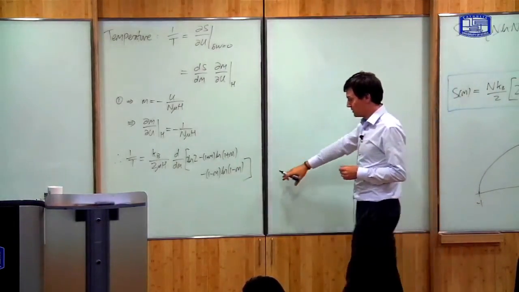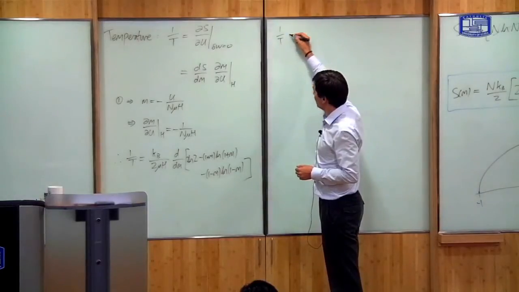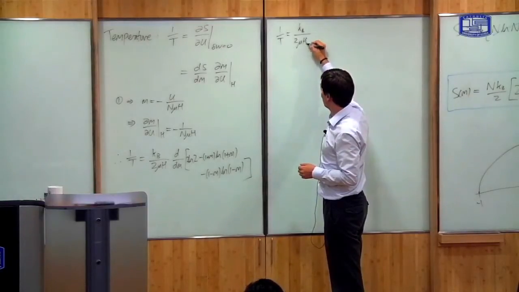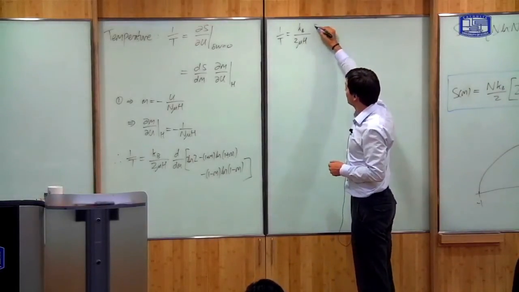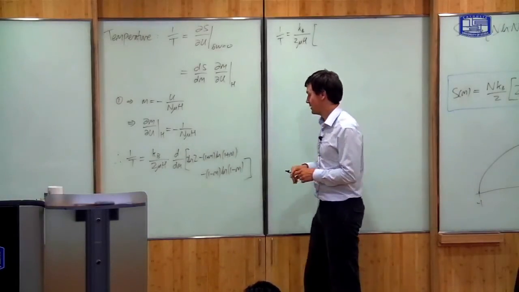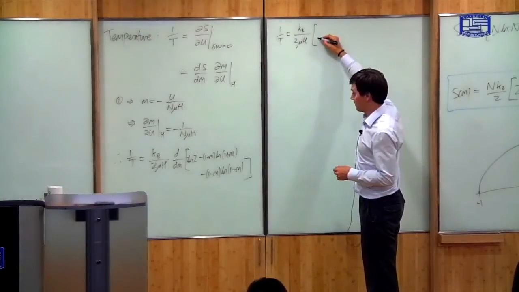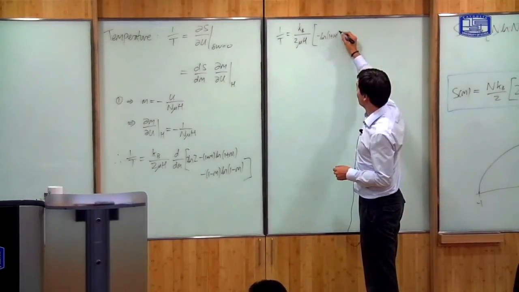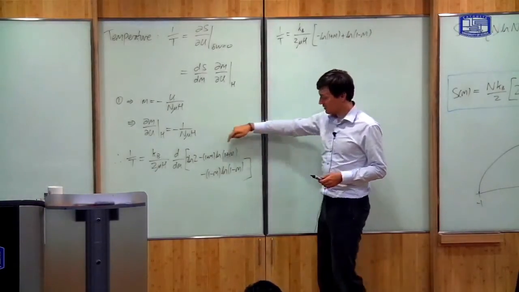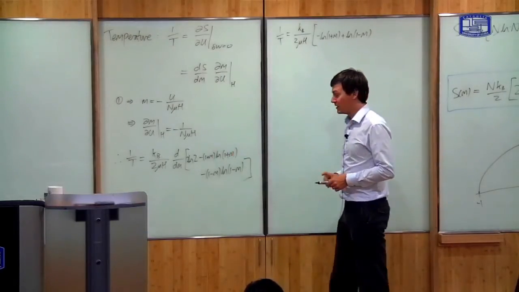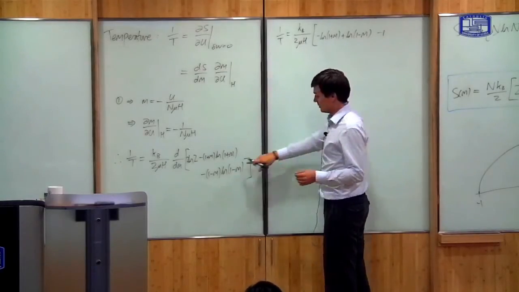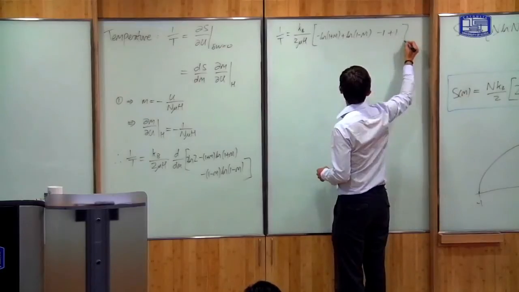Now this derivative is not particularly difficult to compute, so let's just do it. 1 over T is k_B over 2 mu h times, well, this is a constant, so it disappears. If I differentiate this m and this m, then I get simply minus log(1 plus m) plus log(1 minus m). That's from differentiating the m's outside the logs. And if I differentiate the m's inside the logs, then this one just gives me minus 1, and this one gives me plus 1, which cancel.